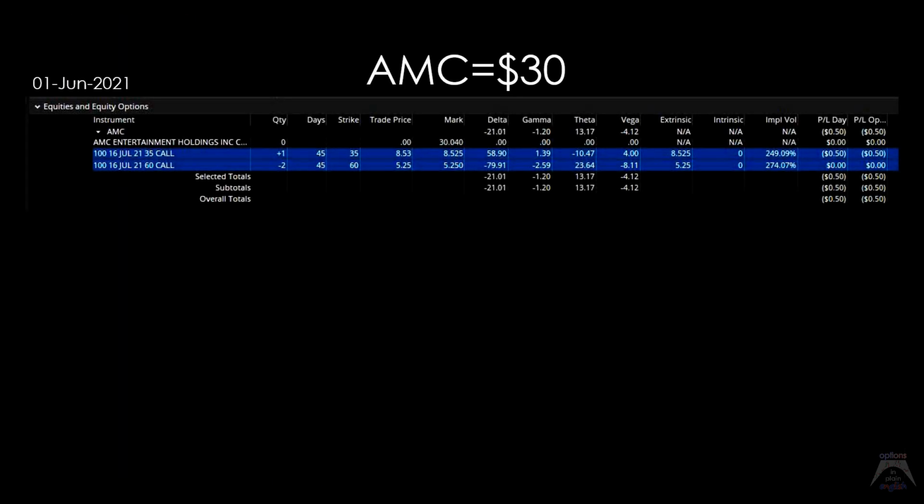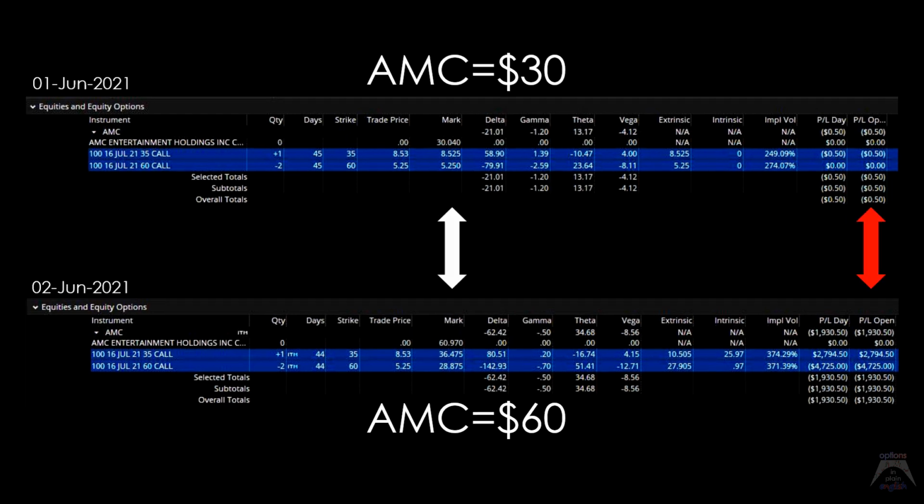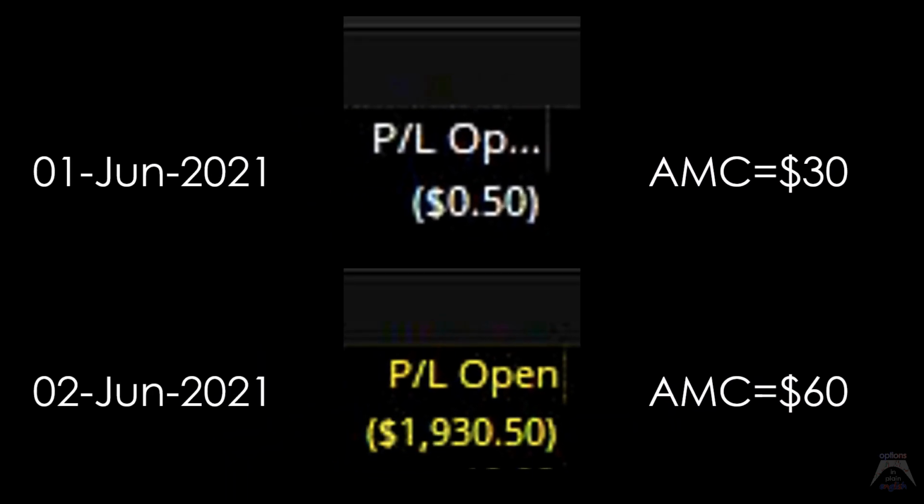When you look at your monitor page, with AMC now trading at $60, you realize that not only do you not have a large profit, but you actually have a loss of around $2,000. How can this be if AMC is right at the stock price with a max profit for your call ratio spread? Stick around to find out.